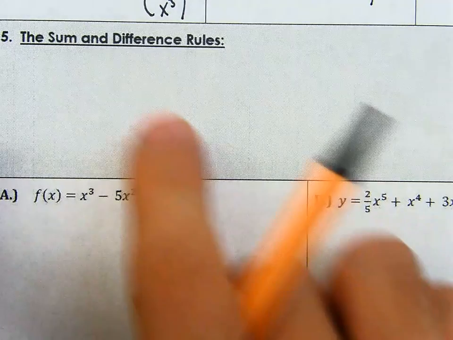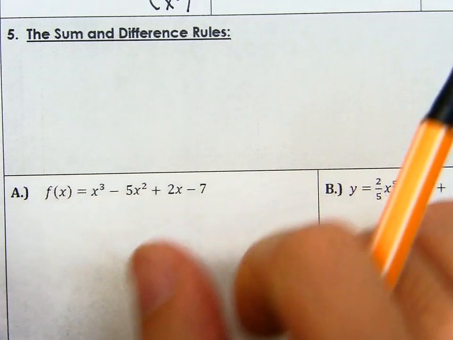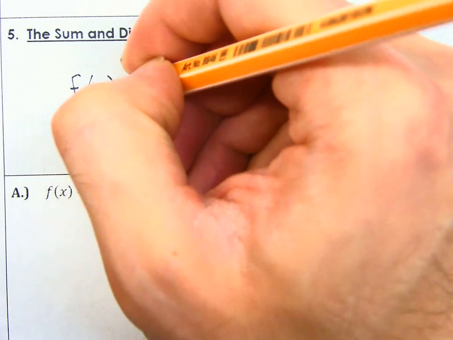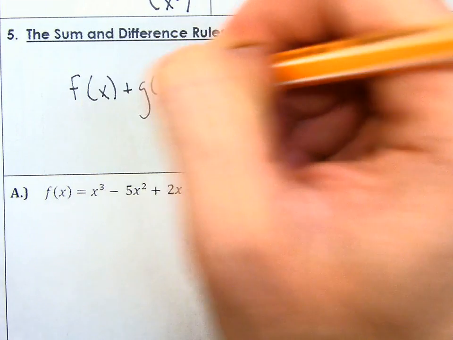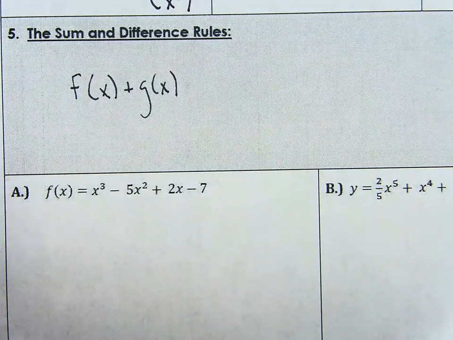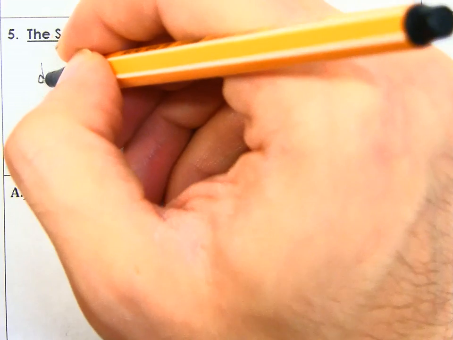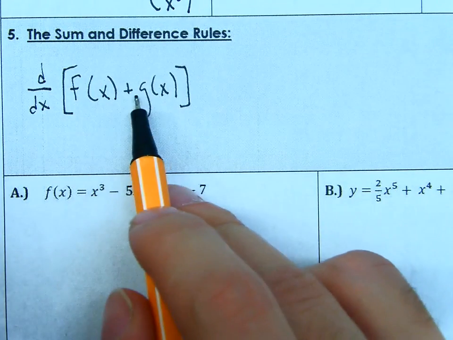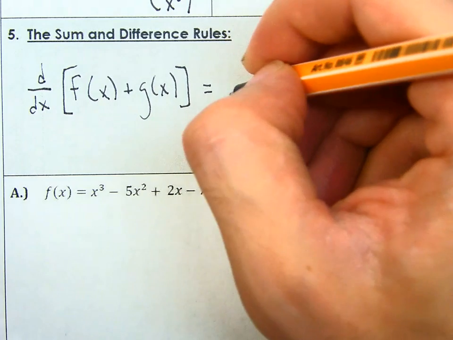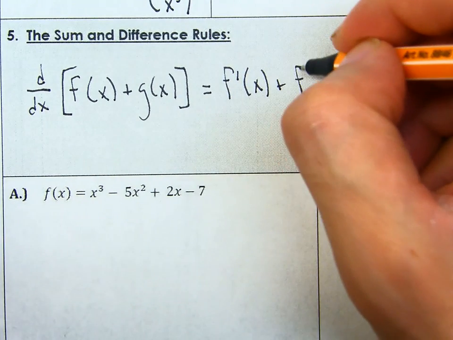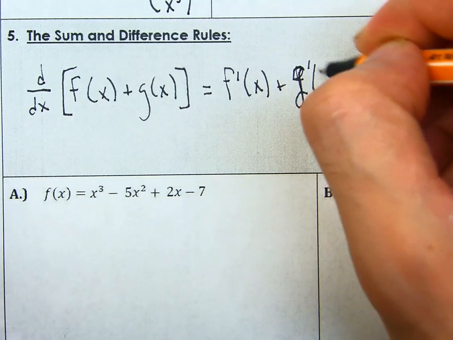Alright, welcome back. So here, the sum and difference rule is basically saying that, let's say you have some polynomial f of x plus g of x, and you want to take the derivative of both f of x and g of x. So if you take the derivative of it, we could say d/dx of some polynomial plus another polynomial is just equal to the derivative of the polynomial f plus the derivative of the polynomial g.